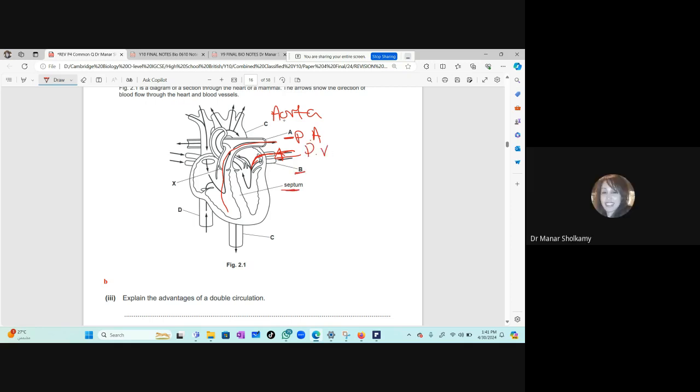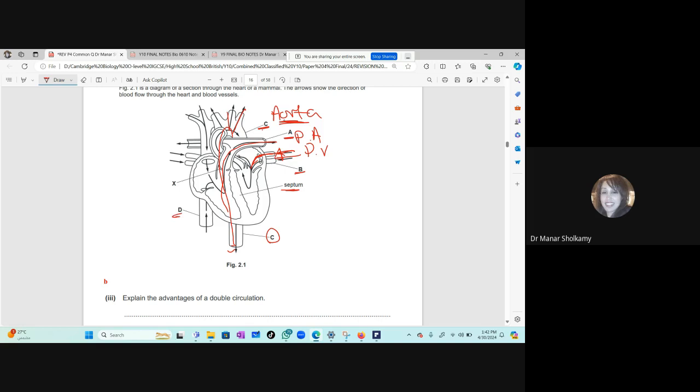And then they told you this is the septum. What is C? Vena cava. No, sorry, look, you got confused. We just labeled it. C is the aorta. This is just another branch behind the heart.